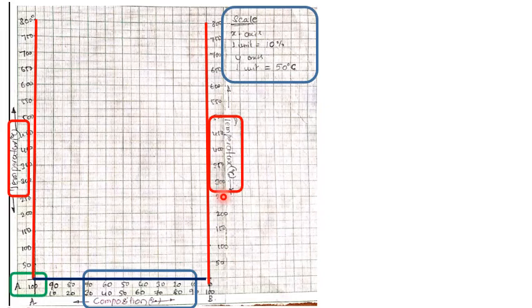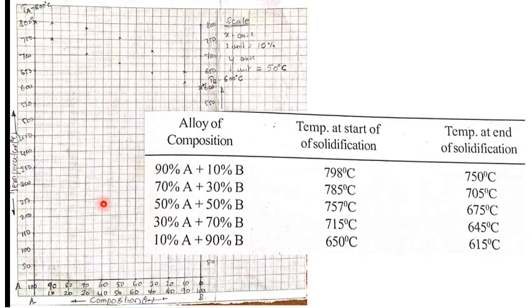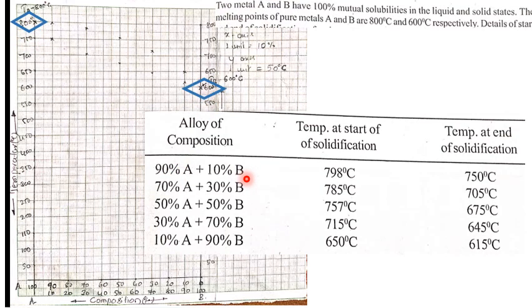So we'll take 100% A to the left and 100% B to the right. Next we need to know what the compositions are and what the different temperatures are. Before taking a composition like 90% and 10%, we need to mark the melting points of A and B. The melting point of A is 800, put a mark here, and the melting point of B is 600, put a mark here.